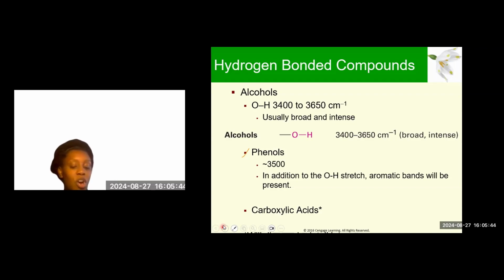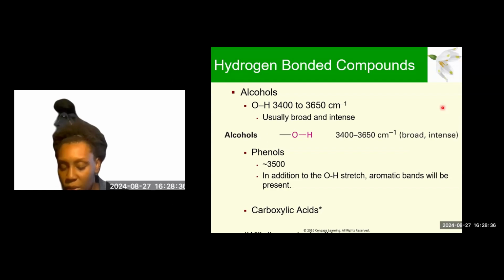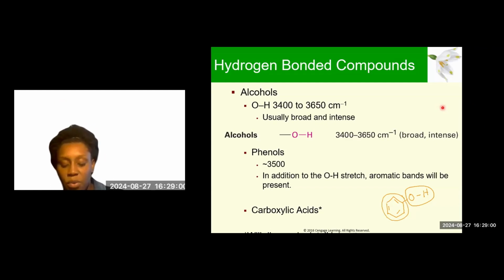Now, in addition to the OH stretch, your phenols will also have aromatic bands. All right, so with phenols, because you have your aromatic ring and your OH group, you're going to see the band for the OH group, and you'll see bands for the arene group, okay? And now with carboxylic acids, we'll talk about that a little bit later, but they also do have OH groups inside of those.